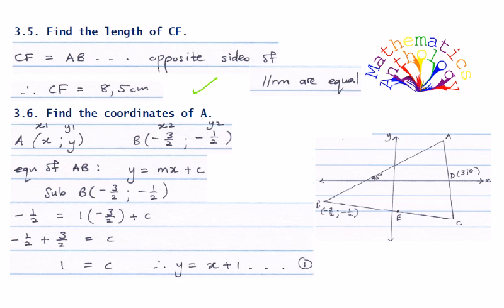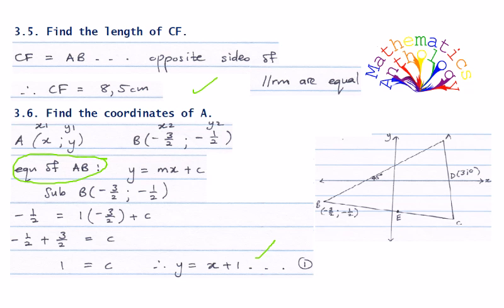3.5, find the length of CF. Now CF would be the exact same length as AB because opposite sides of a parallelogram are equal in length. So the CF would then be 8,5 centimeters, the same as AB.